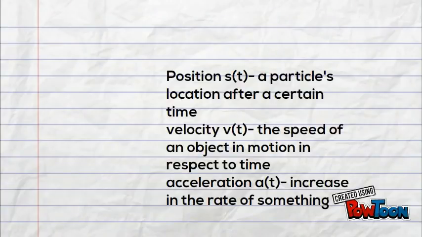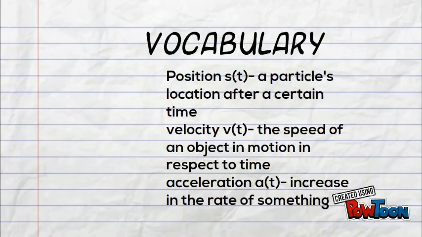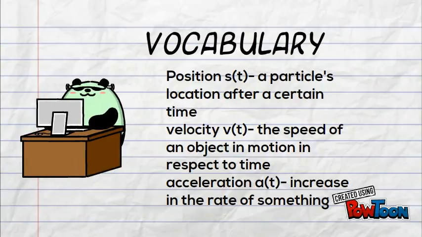The vocabulary for particle motion. Position is a particle's location after a certain time. Velocity is the speed of an object in motion in respect to time. And acceleration is an increase in rate of something.